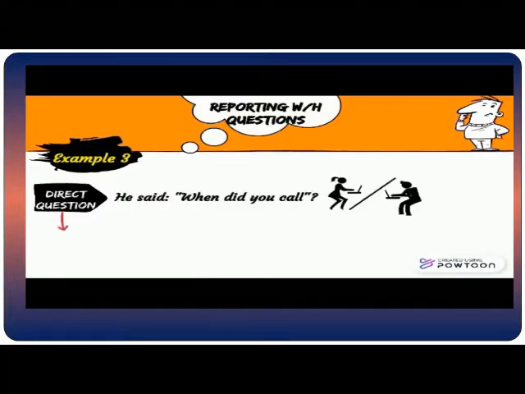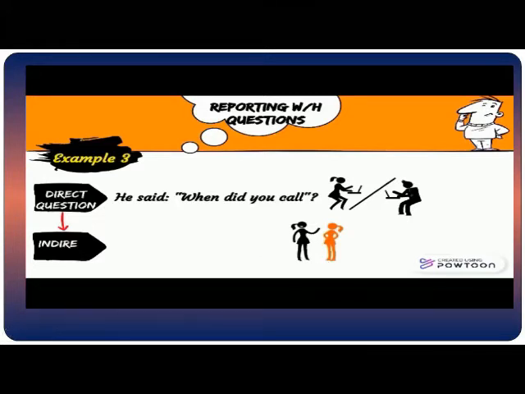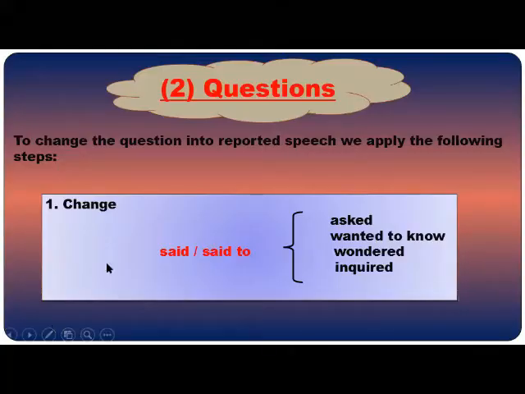He said, when did you call? Okay? He said will be asked. So he asked. I will join using when, because this is a WH question word. So he asked when. You will be I did call. This is past simple. The past simple will change to past perfect. So when I did will be had. Call will be called. The past simple will be past perfect. So he asked when I had called.